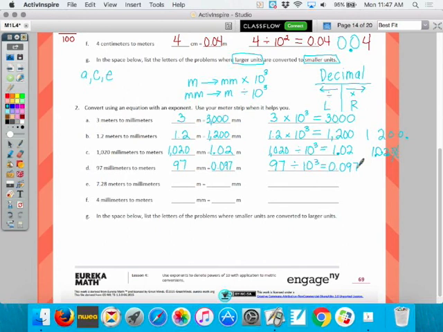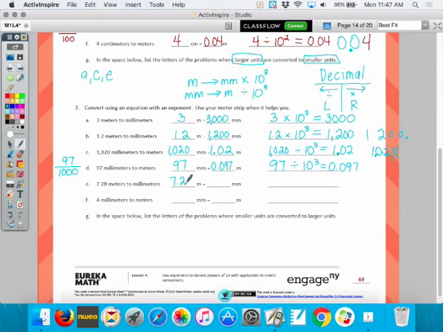Let me write that another way. Are you watching? 97 divided by 1,000 equals 97 thousandths. Okay. So how about table 5?